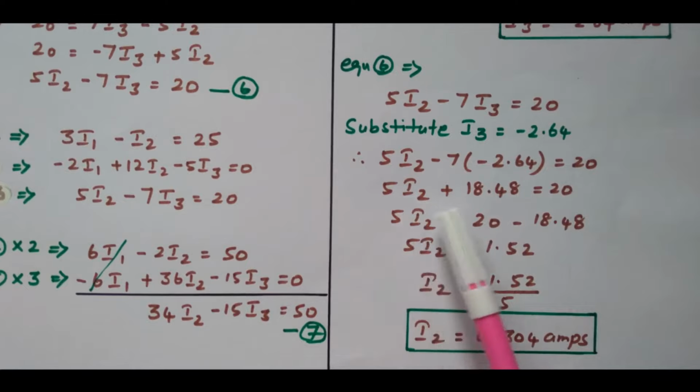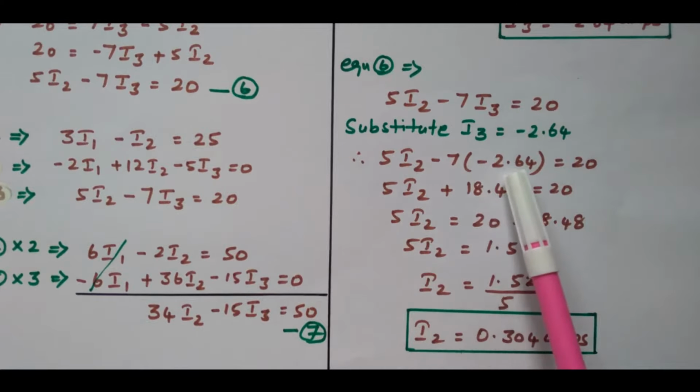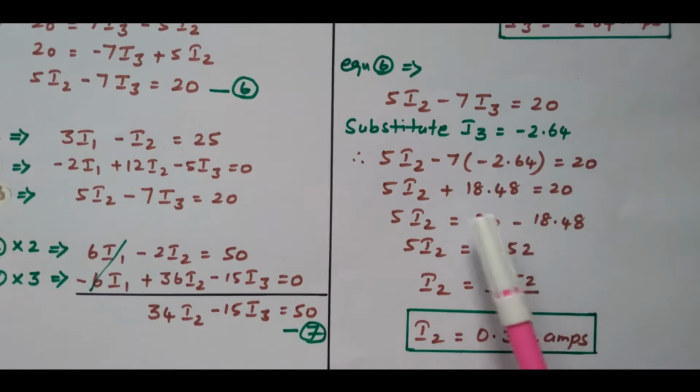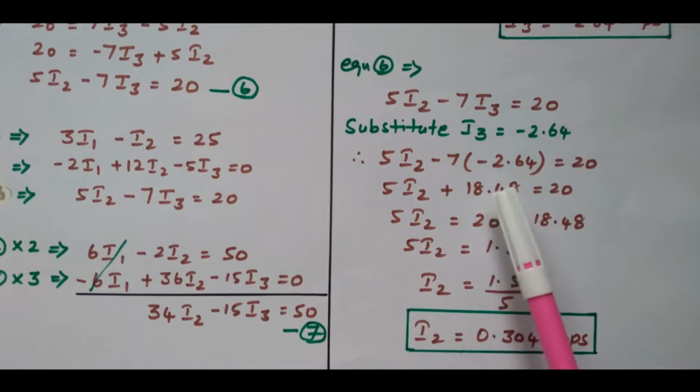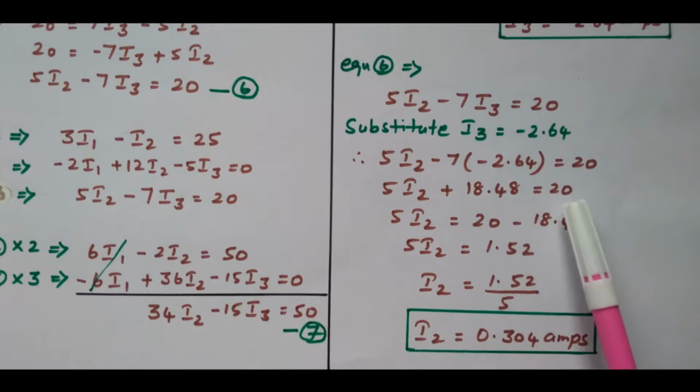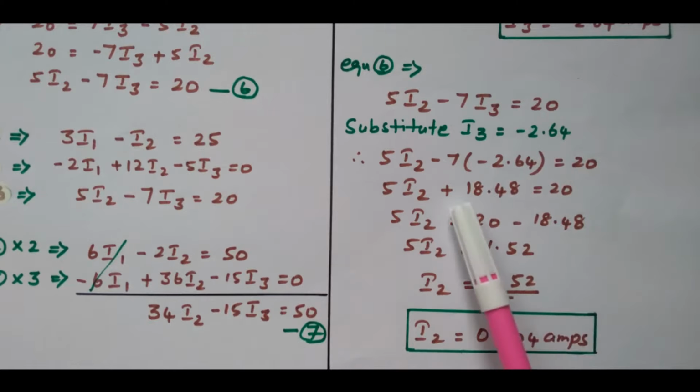So 5I2, both are negative, so 7 into 2.64 is plus 18.48. This is minus 7, this is also minus, so it becomes plus, that is equal to 20. So 5I2 equal to 20, bring this term to the right hand side. So 20 minus 18.48, here positive becomes negative. So 20 minus 18.48 is 1.52. So 5I2 equal to 1.52. So I2 equal to 1.52 divided by 5, which is 0.304 ampere.